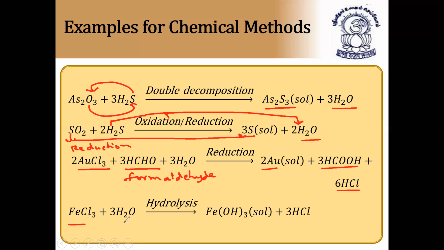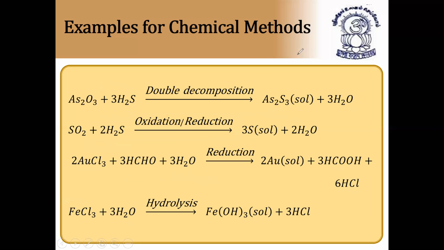Next, ferric chloride on hydrolysis. Ferric chloride means Fe plus three state. Ferric chloride on hydrolysis forms ferric hydroxide, which is a colloidal solution, along with HCl. All these products are called colloidal solutions. These are the examples of chemical methods. So colloidal solutions can be obtained by chemical methods, peptidization methods, and others.